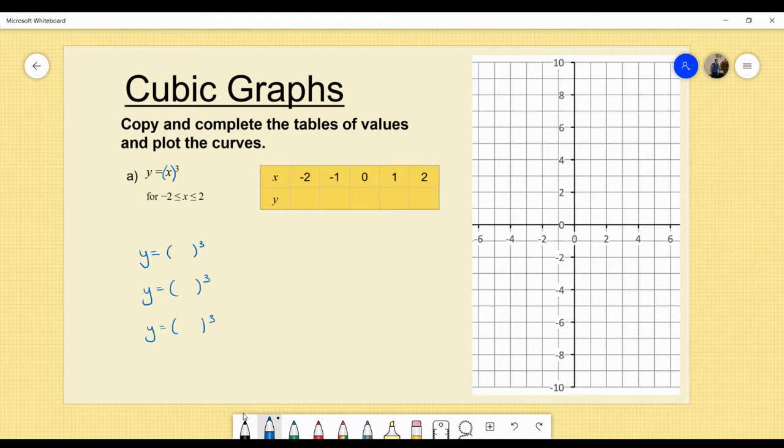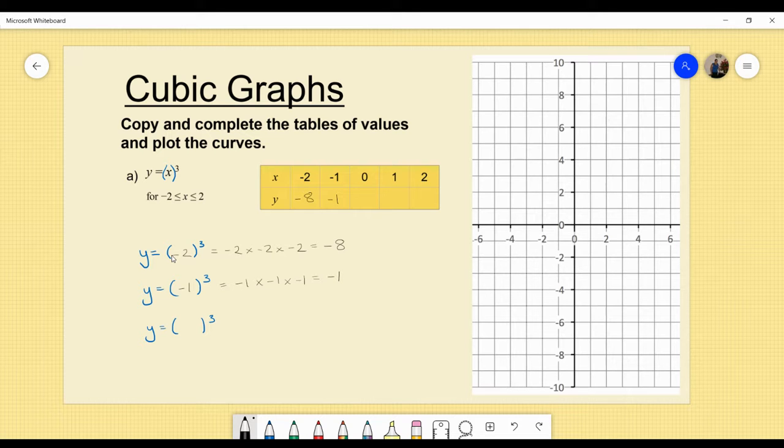Okay, so if we have a look at the first one then, x is equal to -2. If I pop -2 inside my bracket in place of x, that's -2 times -2 times -2. -2 times -2 will give me +4. +4 multiplied by -2 will give me -8. Okay, so that first one will be -8. If I then pick the next one, -1, that's -1 times -1 times -1. -1 times -1 is +1, multiplied by -1 will give me -1 as well.